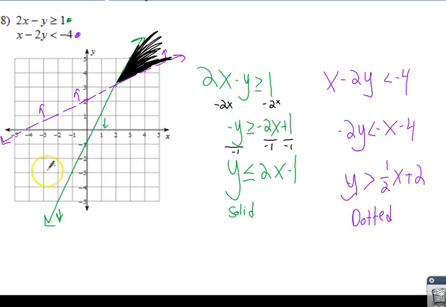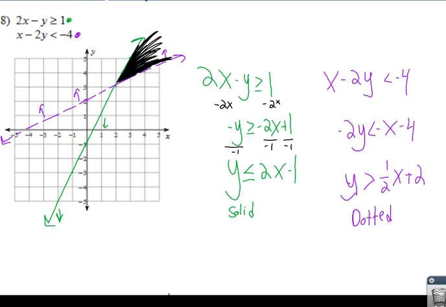So -1 is my y-intercept. My slope is 2, so I go up 2 over 1, up 2 over 1, or down 2 to the left 1. I shade below the line because I want my y's less than. So I would shade all down here.